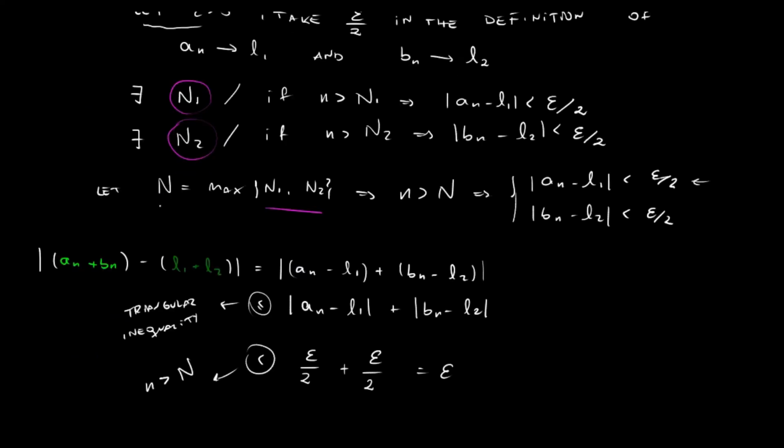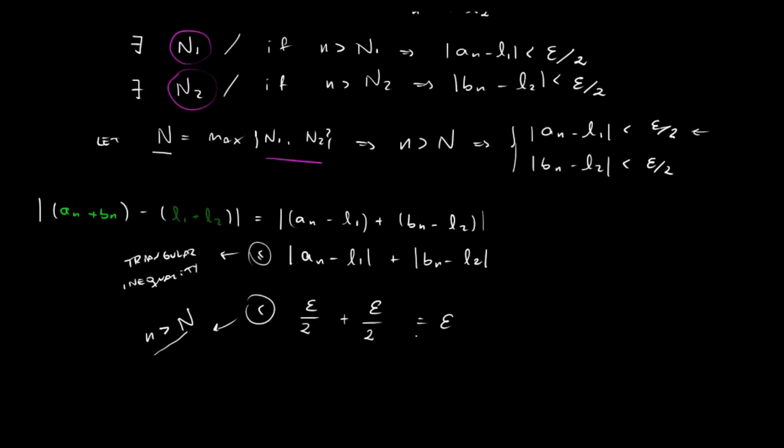and we found a number N, for which if we take n greater than this number N we found, then the absolute value of a sub n plus b sub n minus L1 plus L2 is smaller than epsilon, and that is the definition of a limit. So with this, what we have is that the limit, when n tends towards infinity, of a sub n plus b sub n equals L1 plus L2. And that is exactly what we were trying to prove.